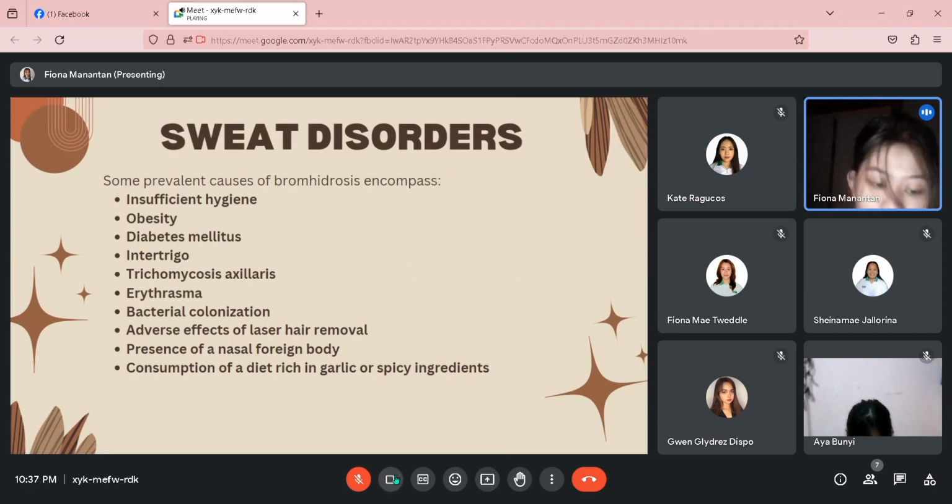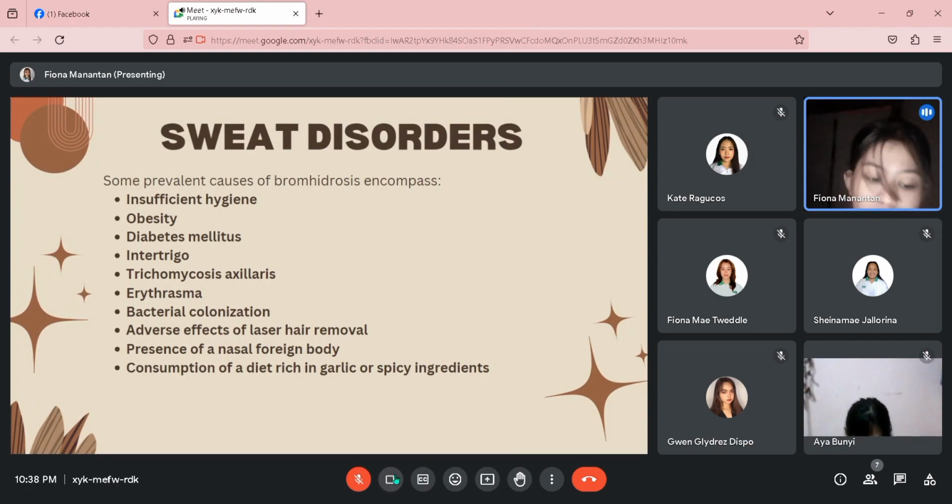Diabetes mellitus. People with diabetes have elevated blood sugar levels, which can be excreted in sweat. Now, bacteria can break down the sugar in sweat, producing acidic compounds that contribute to body odor. Next, we have intertrigo. Intertrigo is a skin irritation that occurs in areas where skin rubs against skin, such as the armpits, groin, and under the breast. Now, the moist, warm environment created by intertrigo can promote bacterial overgrowth and body odor.